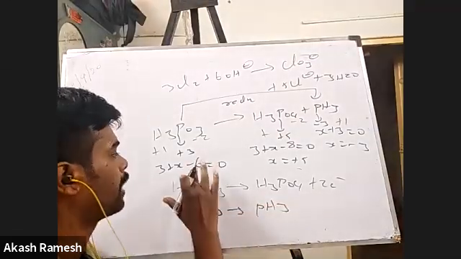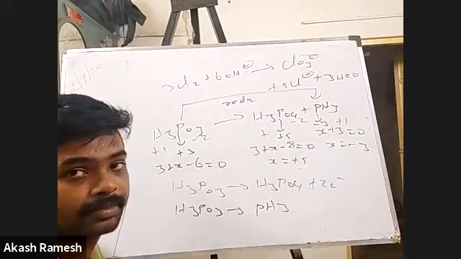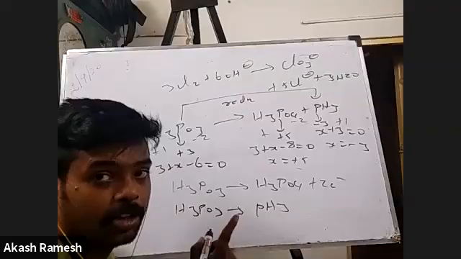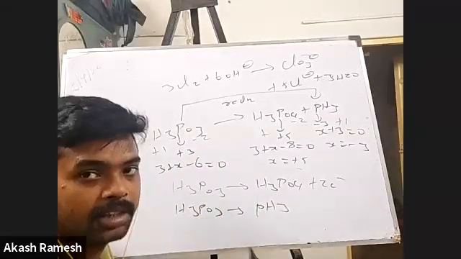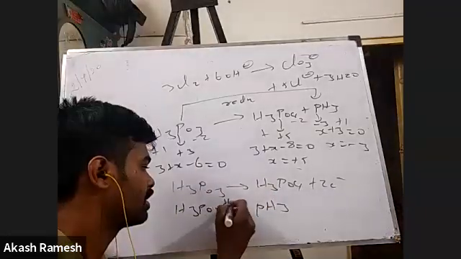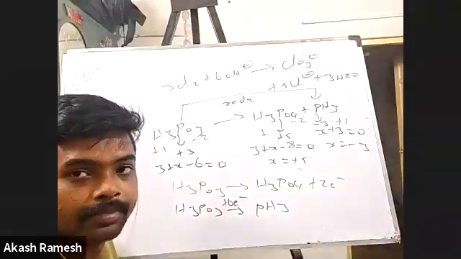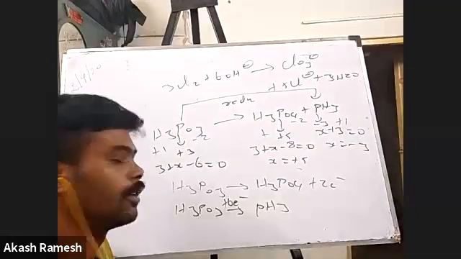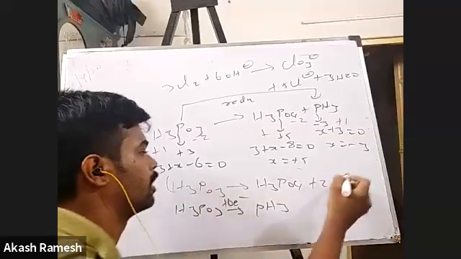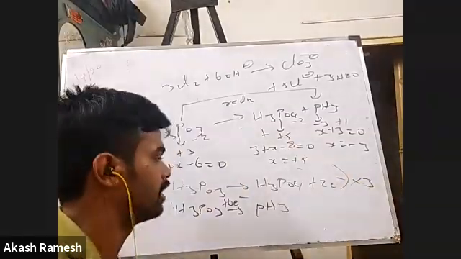I have +3 to -3. How many electrons? It should be 6 electrons: -3 to 0, that's 3 electrons, and again 0 to +3, again 3 electrons. Totally 6 electrons here. Done. So what I have to do is make sure the number of electrons lost and gained are equal. So obviously I'll multiply the first reaction by 3 and then just add it.